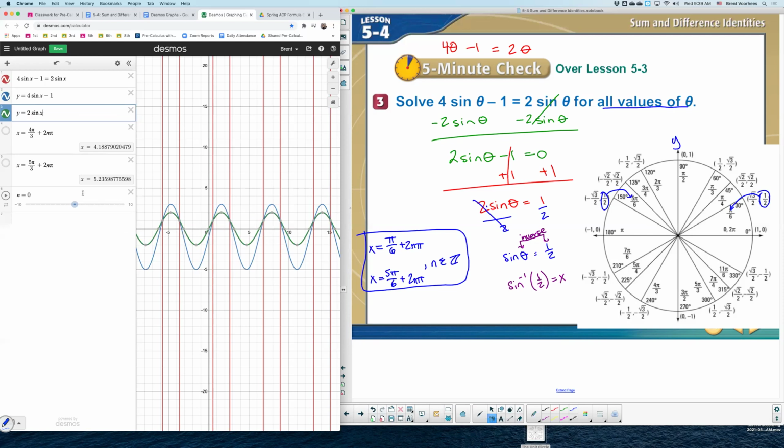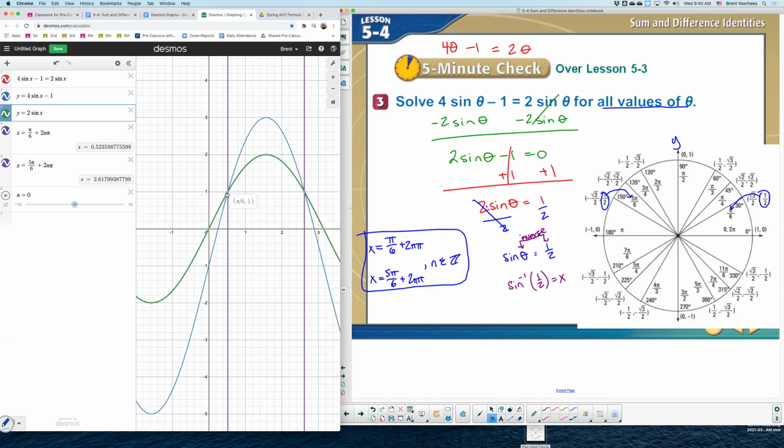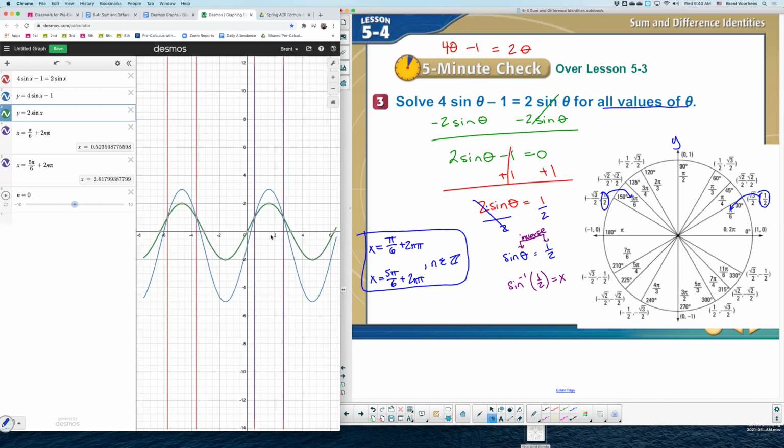We see all these different solutions. Let's check ours. We're saying it's going to be pi over 6. Oops, pi over 6. And we're saying it's going to be 5 pi over 6. And let me turn that back on. And so this is saying the first two solutions are here and here. I agree. It looks like it. Those are the first two solutions that are occurring.